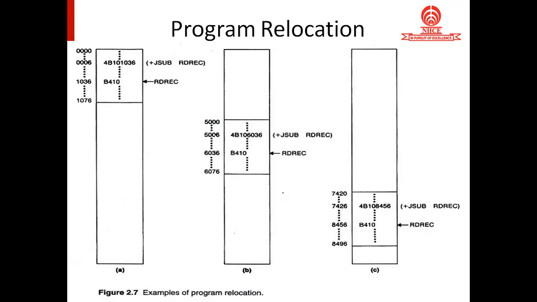Look at the same type of problem in diagram C, in which the starting address is 7420. Now what happens to the RDREC is 8456. This is the value we are getting when the starting address is 7420. And what about the object code? 4B108456.